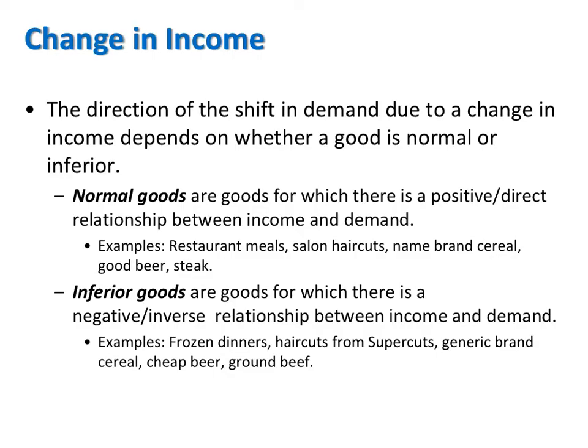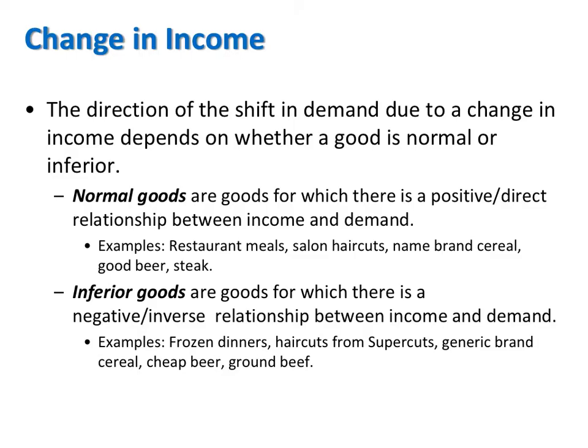Whether or not an Engel curve slopes up or down, or the direction of the shift in demand due to a change in income, depends on whether a good is normal or inferior. Recall from Econ 101 that normal goods are goods for which there is a positive or direct relationship between income and demand. These are goods that you buy more of when income goes up and less of when income goes down. Most goods are normal goods.